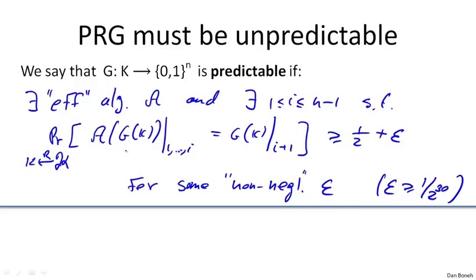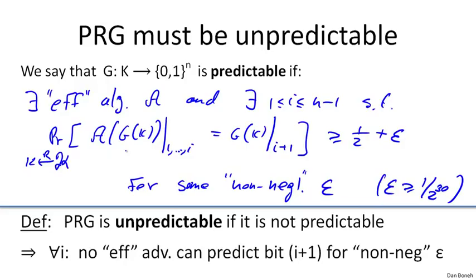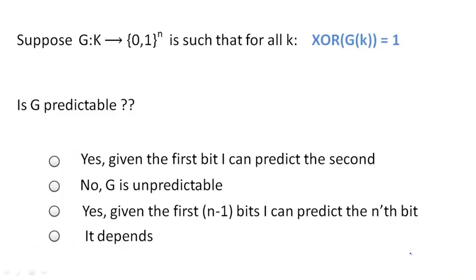Okay? And then we say that a PRG is unpredictable if it doesn't satisfy the property that we just defined. In other words, it is not predictable. But what does it mean more precisely for it not to be predictable? It means that for all positions i, there's no efficient adversary, no efficient algorithm A, that can predict the i plus first bit with non-negligible probability epsilon. And this has to be true for all i. So no matter which prefix I give you, you're not going to be able to predict the next bit that follows the prefix.